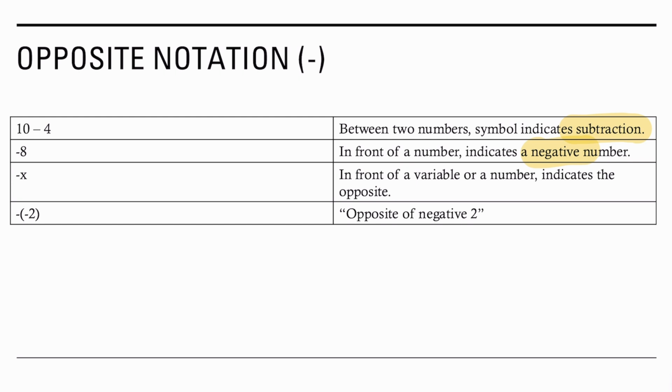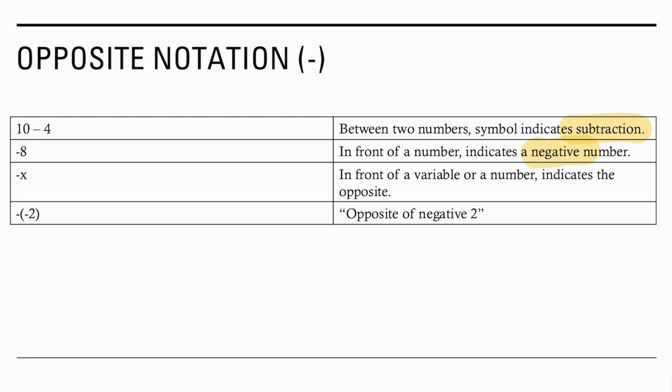However, if we have negative x, remember you would substitute in a value, be it positive or negative, for x. And so what this means is you find x and it would be the opposite of x. So negative x would be the opposite of x. Just another note: it can also be in front of a number. So negative 2 is still the opposite of 2. So negative x is the opposite of x.